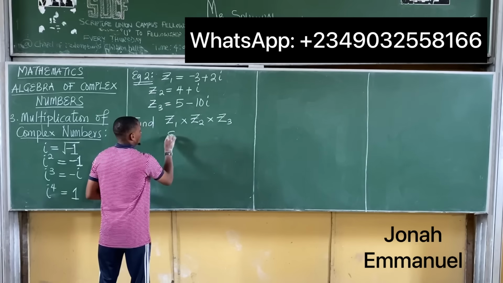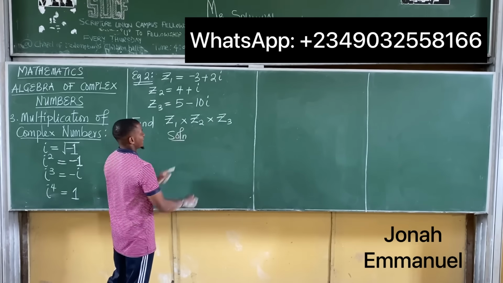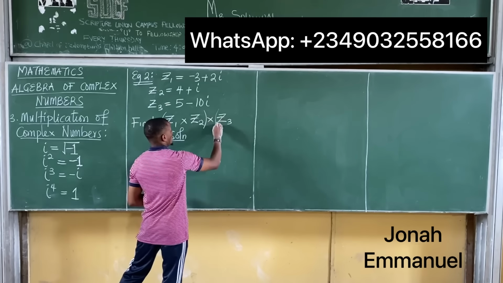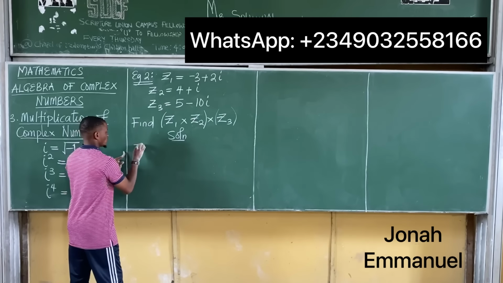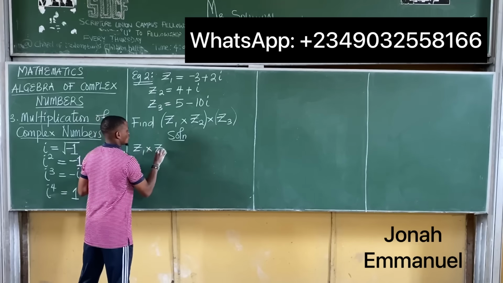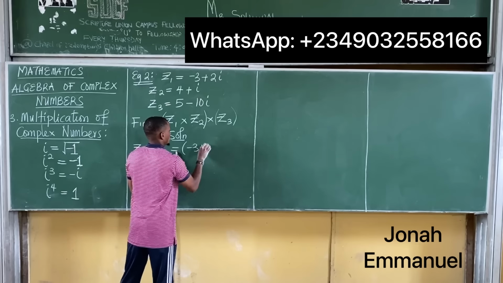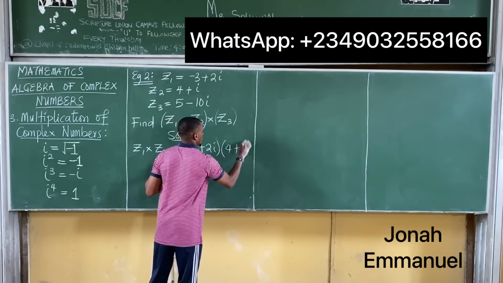Solution. Of course, your first task is to multiply two first. I can choose to work on these two first. Then with my result, I'll multiply it with z3. So I'll keep z3 pending, work with just z1 and z2. So z1 times z2 would be equal to minus 3 plus 2i into z2, 4 plus i.